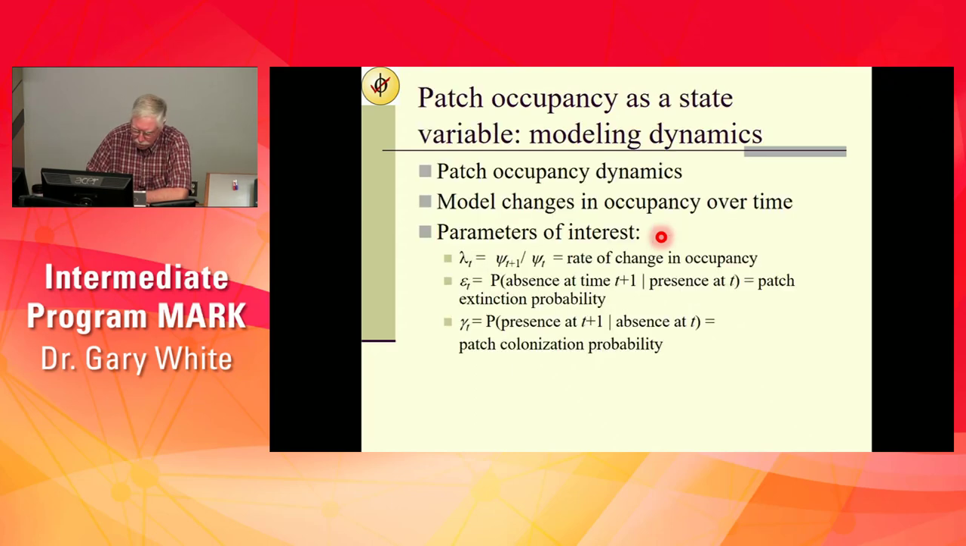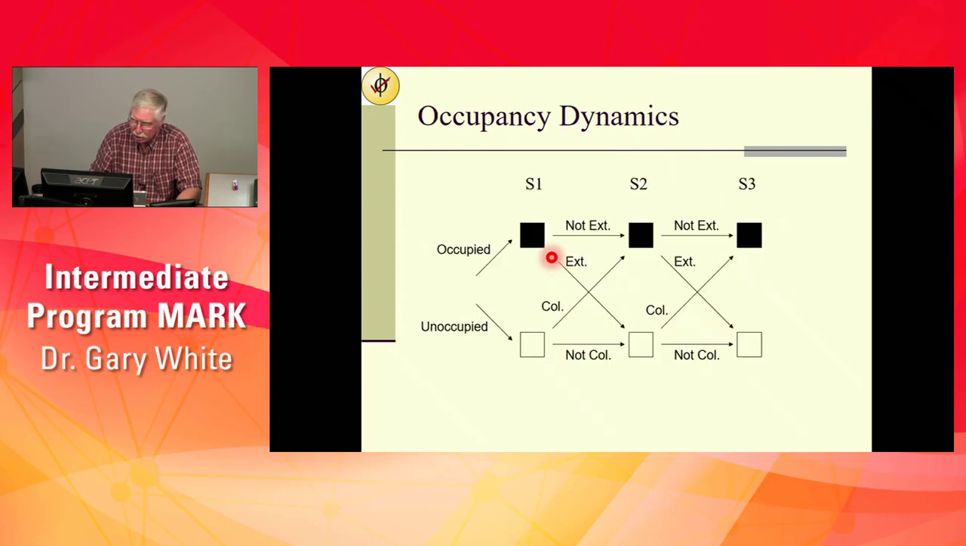So the parameters we use are epsilon for extinction, and gamma for colonization. Okay? And they're time specific. And this lambda, for the ratio of the size, turns out not to be very interesting. Probably ought to scratch that out. We use some different metrics for that now. So that's the robust design kind of a thing. Okay? We had that yesterday. It ought to be easy enough to soak up.